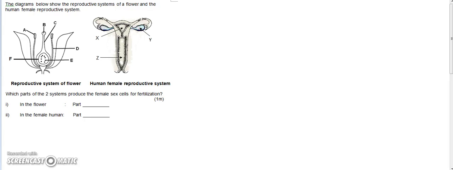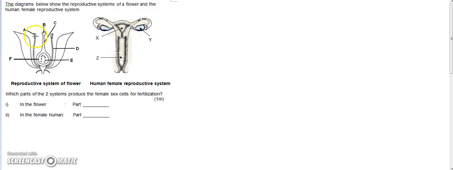Okay, so next question. The diagrams below show the reproductive system of a flower and a female reproductive system. Now there are many such questions comparing the plant sexual reproduction system and the human reproduction system. So you must know both systems well in order to answer this. So let's do a little revision.